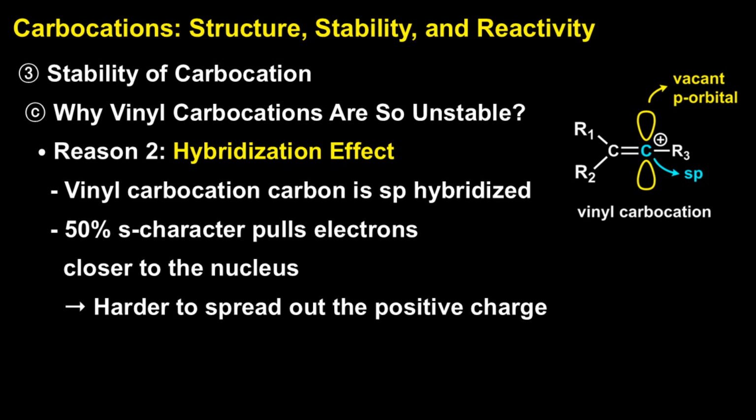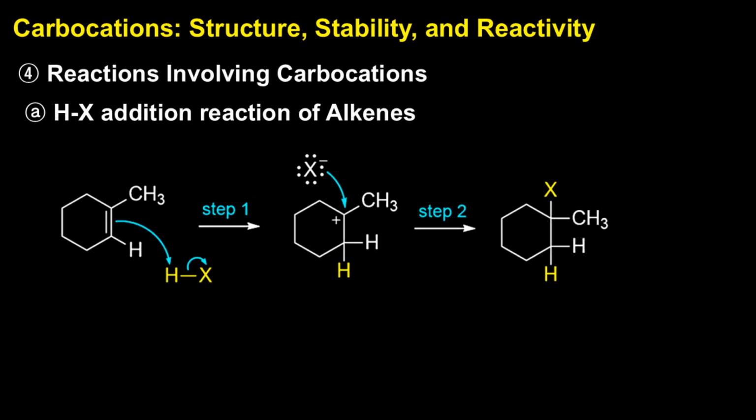Second, the hybridization makes things worse. The carbocation ion carbon is sp hybridized, which means it has 50% s character, and that pulls electrons closer to the nucleus, making it even harder to spread out that positive charge. So with no resonance, and a very electron-tight hybrid orbital, vinyl carbocation ions end up being way less stable than alkyl, allyl, or benzyl carbocation ions. That's why they're rarely seen, and only form under really harsh conditions.